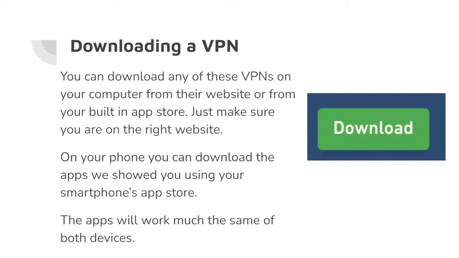Downloading a VPN. You can download any of these VPNs on your computer from the websites or from your built-in app store. Just make sure you are on the right websites. On your phone, you can download the apps we showed you using your smartphone's app store. The apps will work much the same on both devices.